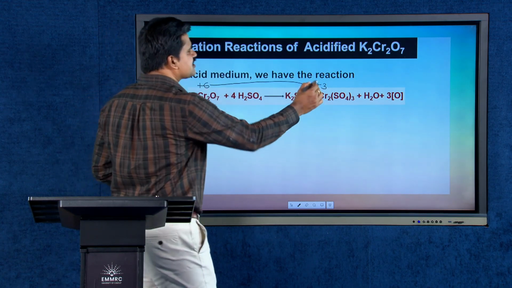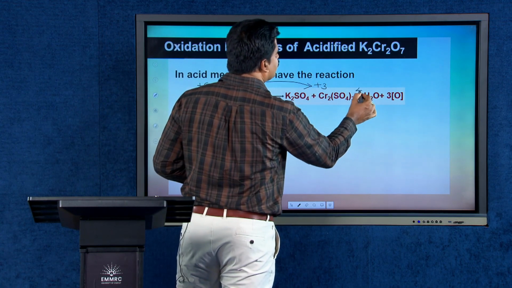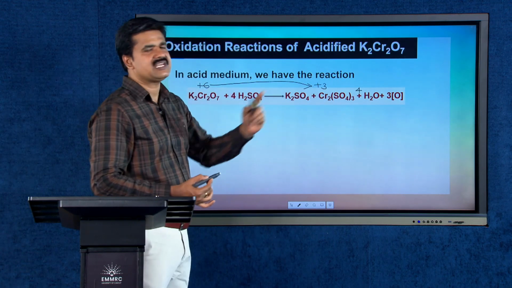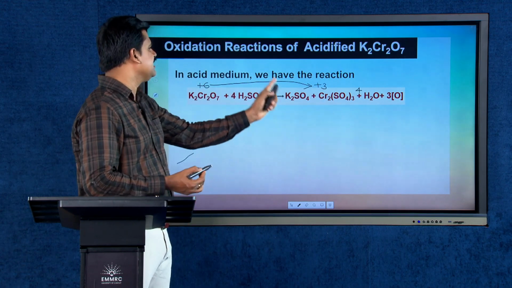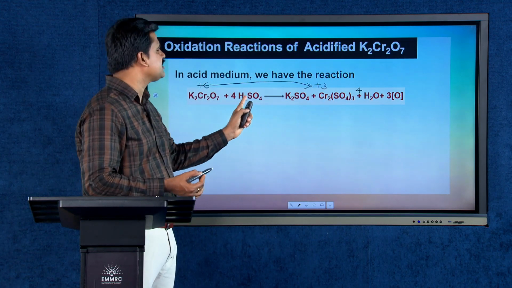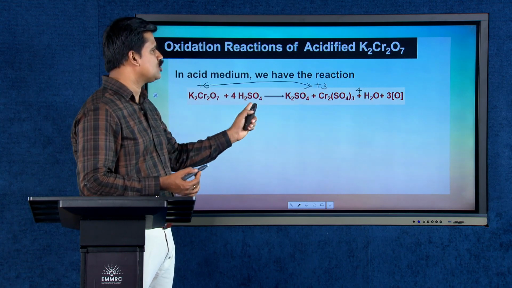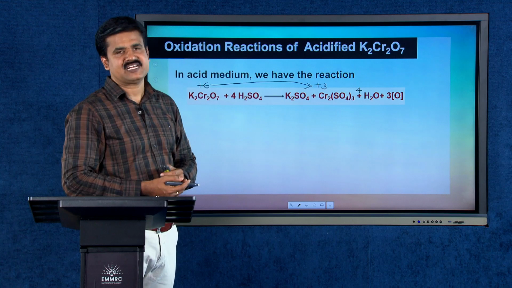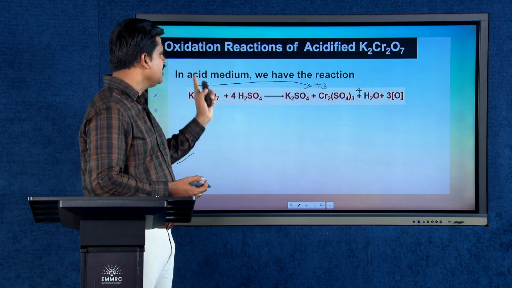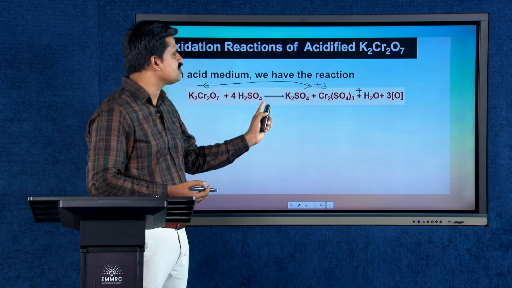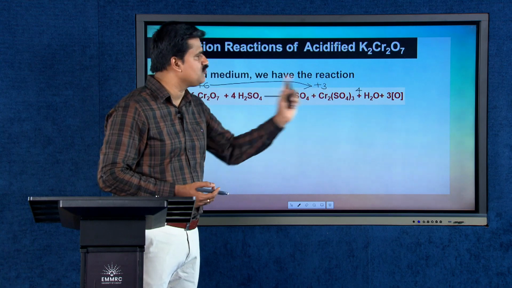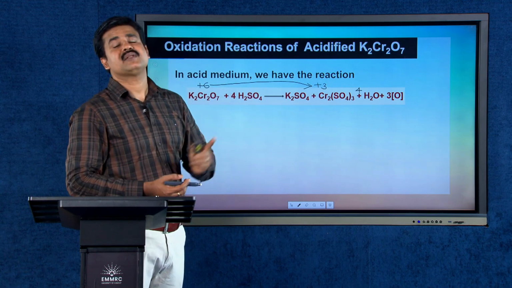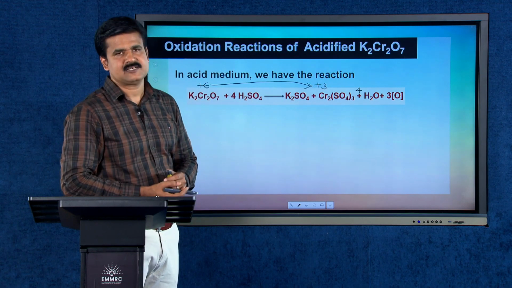In order to balance this equation completely, you have to put 4 water molecules here to get a very well balanced equation, because in this expression itself it is clear that the left hand side shows the 4H2. So, you have to put 4H2O to balance the number of hydrogen atoms. So, this is the exact equation: K2Cr2O7 plus 4H2SO4 gives K2SO4 plus Cr2(SO4)3 plus 4H2O plus 3 nascent oxygen.